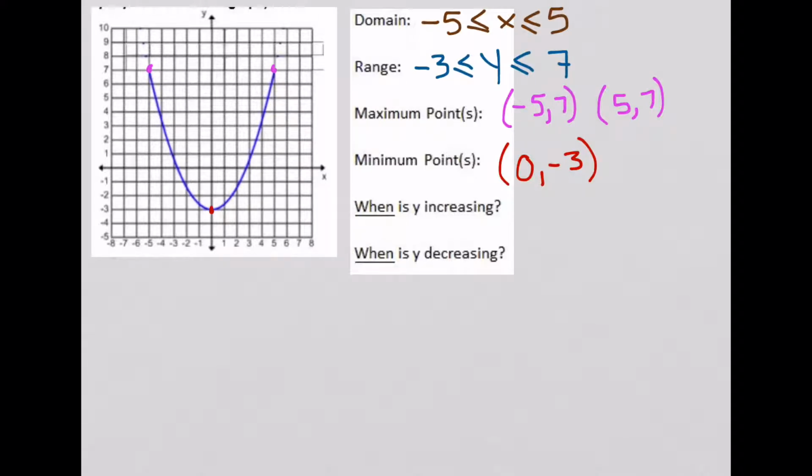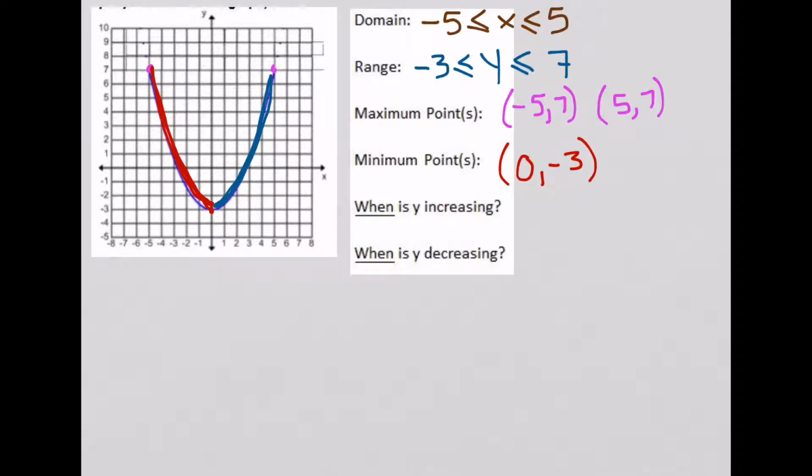Now I'm going to color code this. When is Y increasing? Increasing, we were doing blue before. That's when it's going up the roller coaster. Y is decreasing right here where it's coming down the roller coaster.